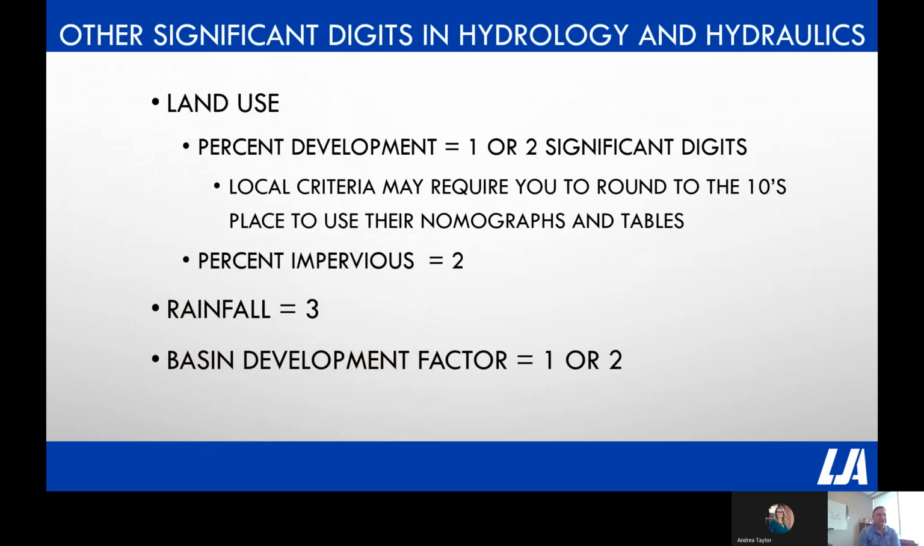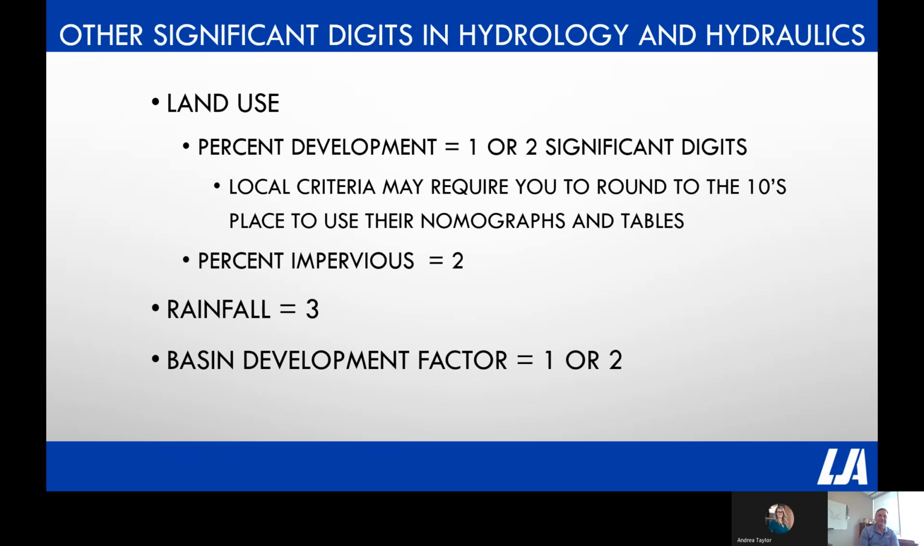And some other parameters that we include in our modeling is land use. Typically land use may be 1 or 2 significant digits. Often local criteria causes us to round these, our percent development numbers to the tens place, which means we can go and use the nomographs and tables that they published and have these nice round figures and easy things to look up. One significant digit. Our percent impervious values, again, are typically just 2 significant digits. We might have some that are 3. Rainfall, 3 digits, and then a basin development factor.